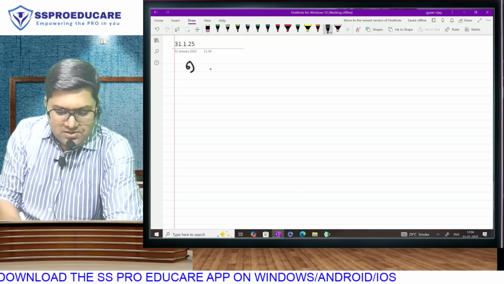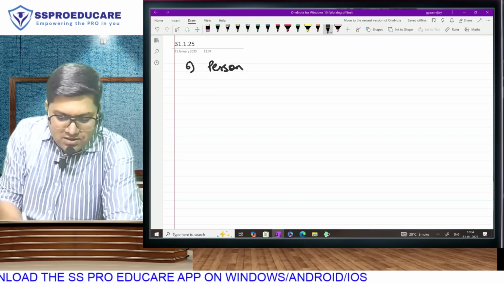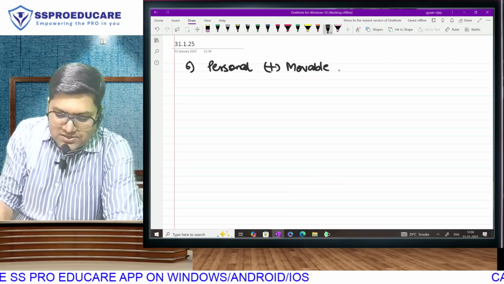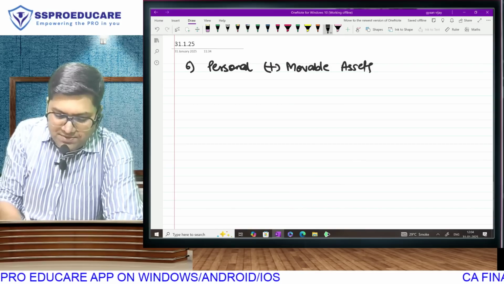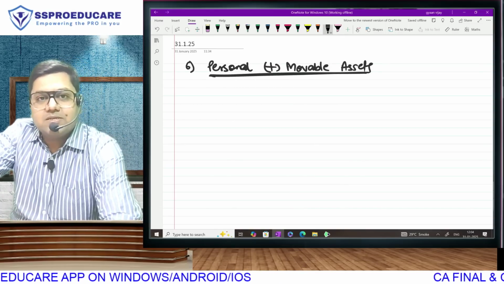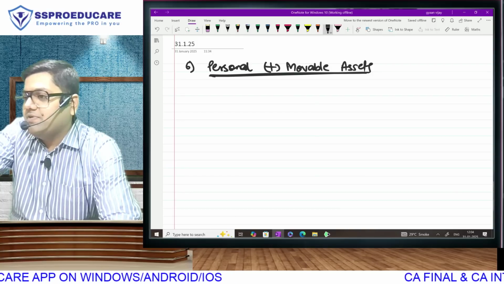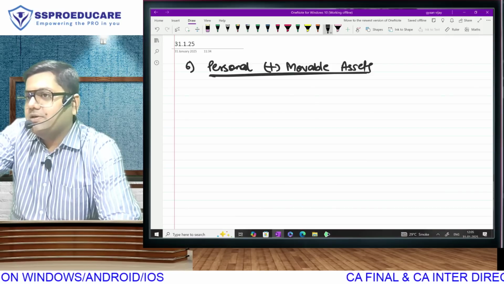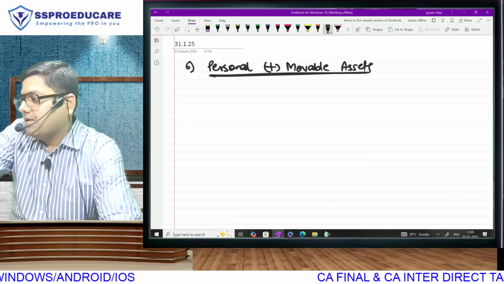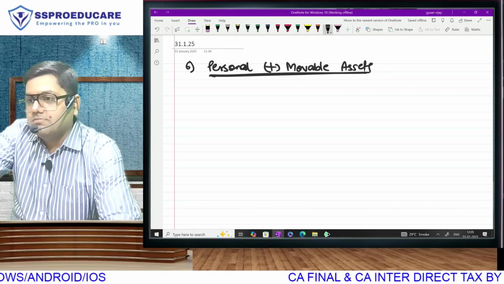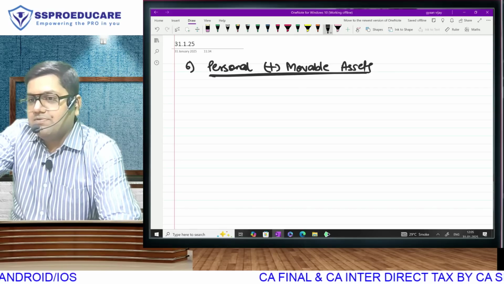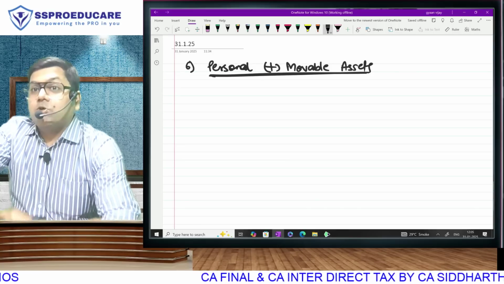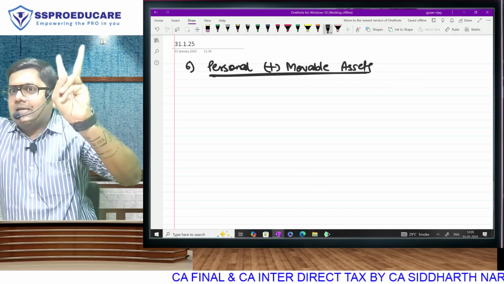Chalo, let's remove them. Assets which are your personal and movable assets. Any asset which is personal and movable will be excluded from the definition of capital asset. It has to be personal and movable, just like it was rural and agricultural.